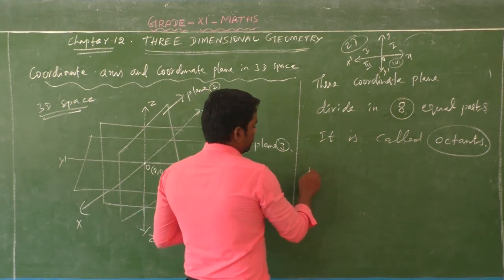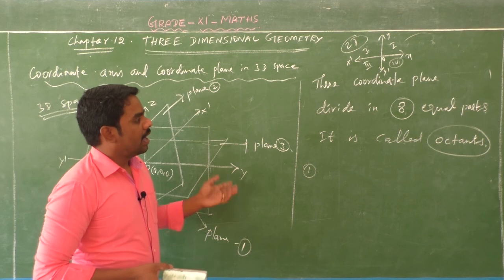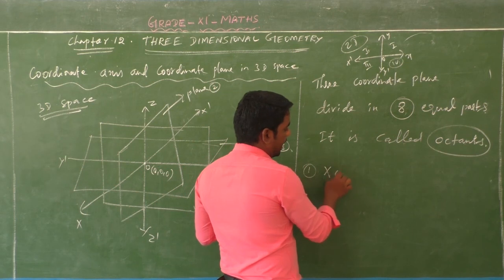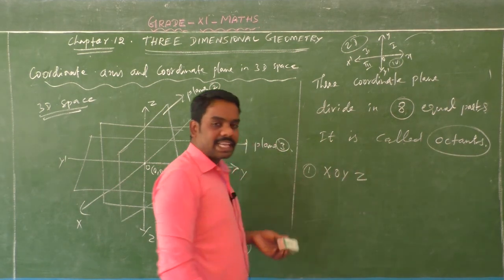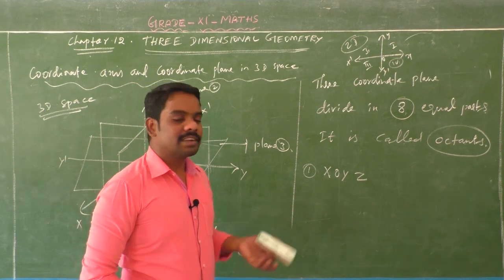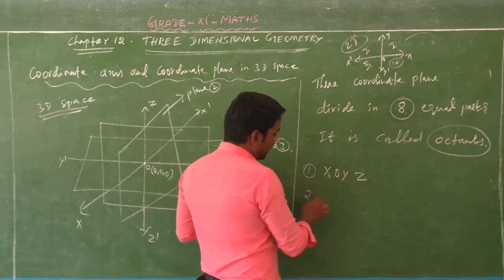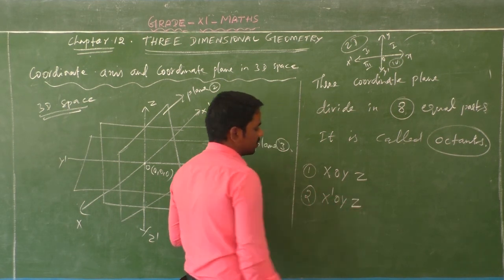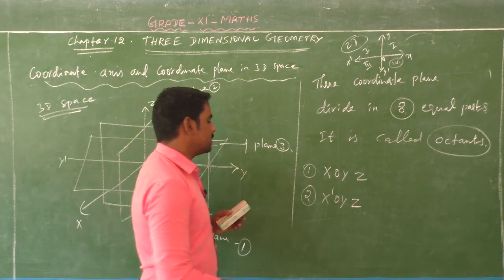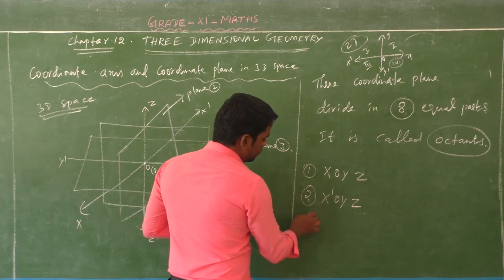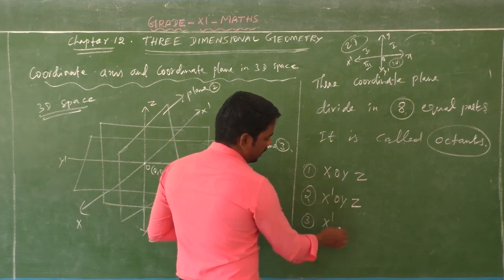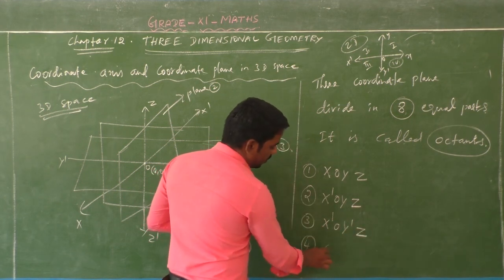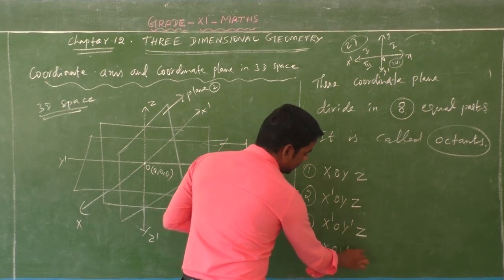So first, listen. The 8 equal parts are named as follows. XOYZ is octant number 1, the first octant. Second one, X dash OYZ. And third one, X dash OY dash Z. And fourth one, XOY dash Z.